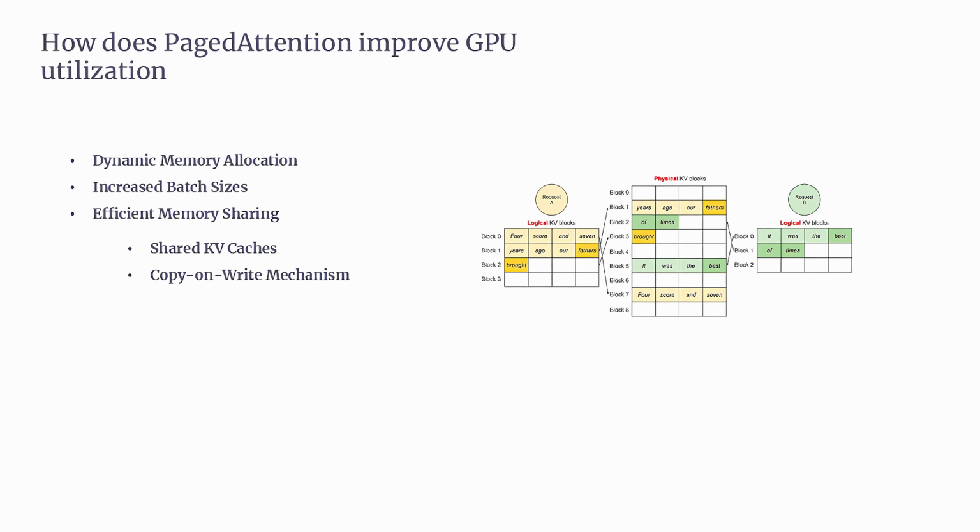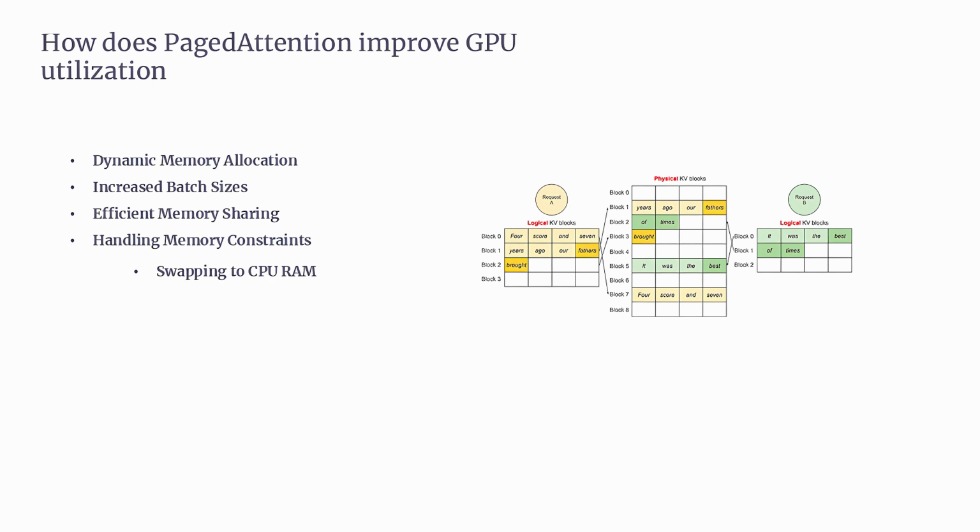2. Copy-on-write mechanism. To ensure that this memory sharing doesn't cause problems, paged attention uses a copy-on-write mechanism. This mechanism tracks reference counts for the physical memory blocks, ensuring that data isn't corrupted. The memory is only duplicated when necessary, which helps keep memory usage low while allowing multiple processes to safely share memory.